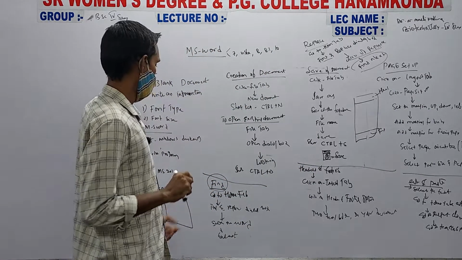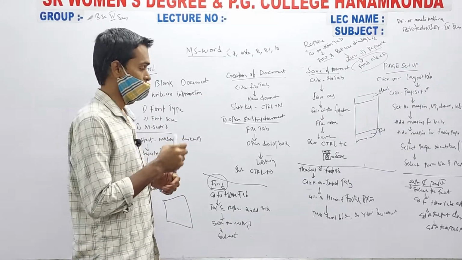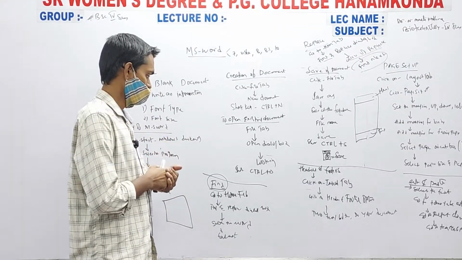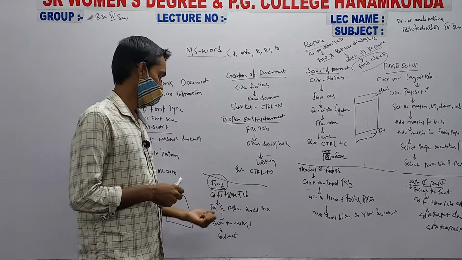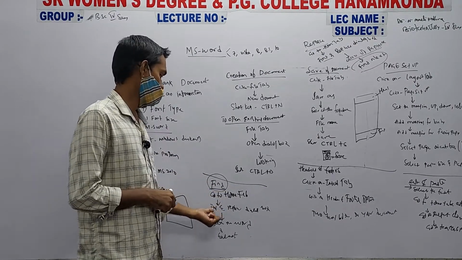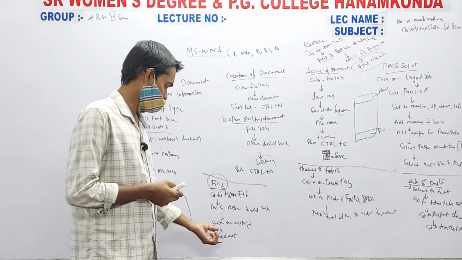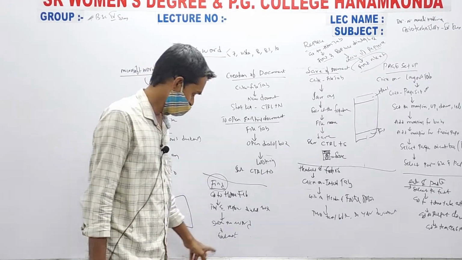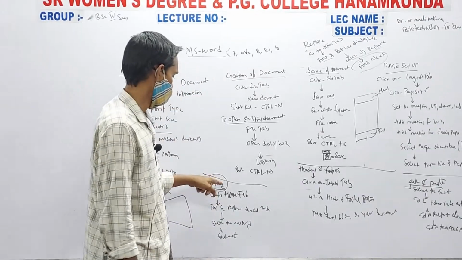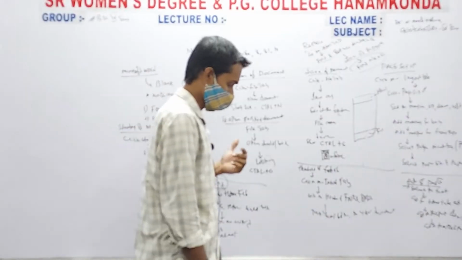Next, find. Whatever information is present in the document, we can find it. If we want to find a particular word, we go for the find option. Go to the Home tab, where you will find the Find and Replace dialog box. Enter the word which you want to find and click the Find Next button. This is used to find specific words in the document.